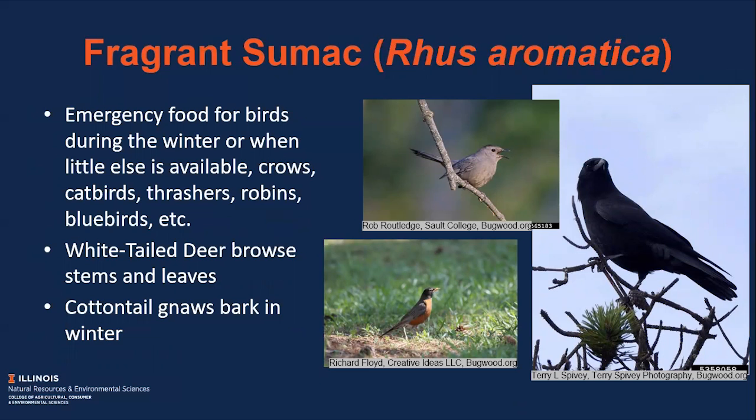Some of our more generalist species will make use of it when there's little else available, such as the crow, catbirds, pictured on the top there, and of course the ubiquitous robin in the bottom left. Other birds include thrashers and bluebirds and some others as well. White-tailed deer and cottontail rabbits will make use of the stems and leaves as well, so you might need to watch out for that if that's something you want to avoid.